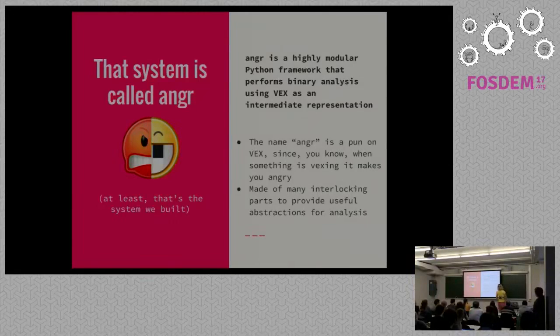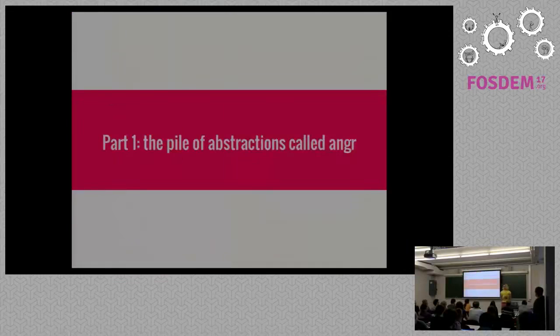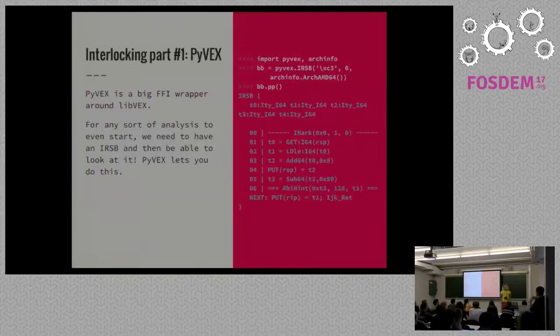And so the idea of angr is that it is made of many interlocking parts which provide useful abstractions for analysis. So the first part of this presentation is going to be detailing the pile of abstractions that we call angr. So, interlocking part 1 is PyVex, which is effectively a FFI, foreign functions interface, wrapper around Libvex.